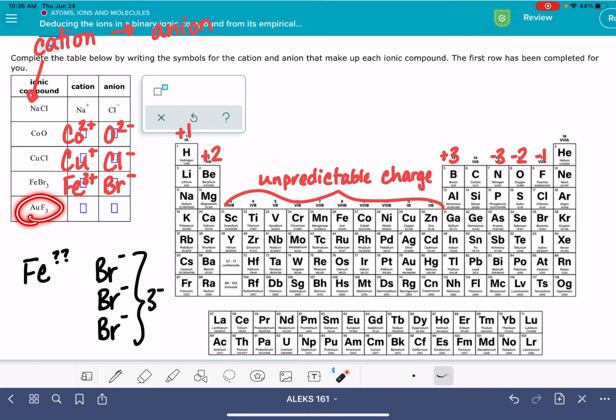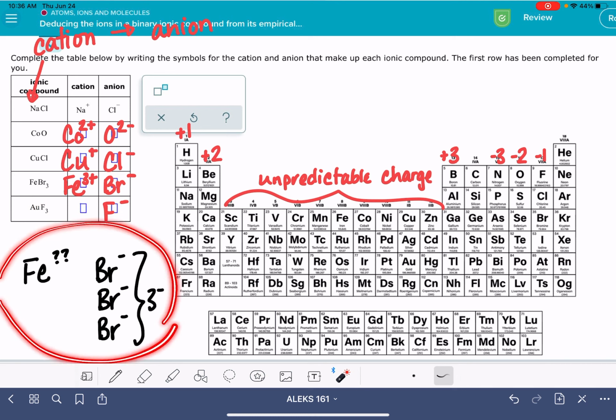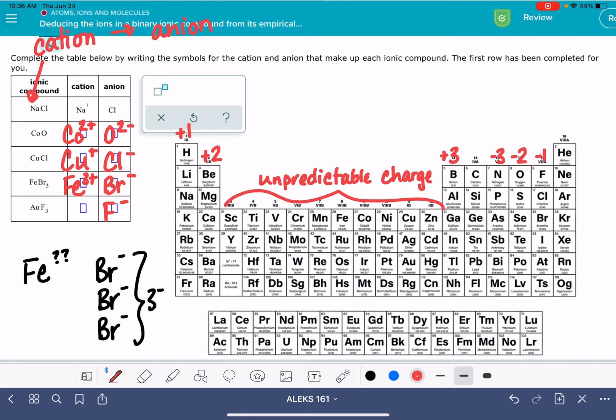Last but not least, we have Au, that's gold, right here in an unpredictable charge area. We have F, that is in a -1 charge. Remember, that little 3 doesn't belong. It's just F with a -1 charge. That 3 is just there telling us how many fluorides we have. Really similar to the FeBr3 problem. So that we know that this must be an Au3+.